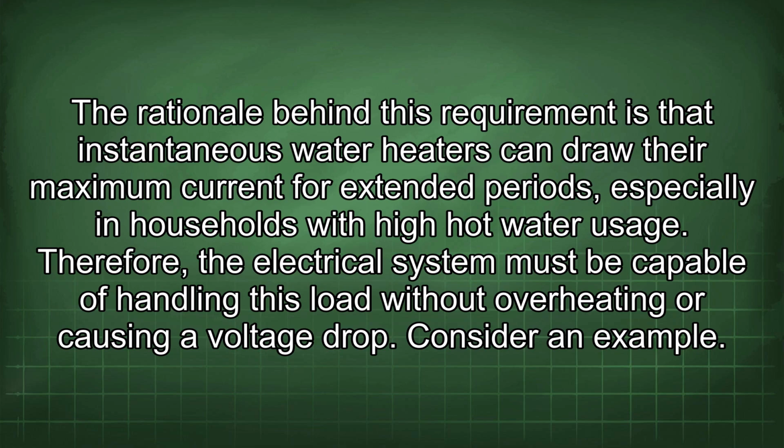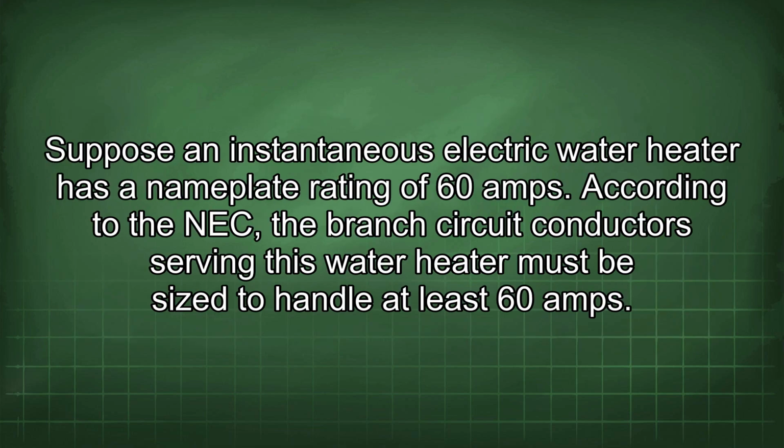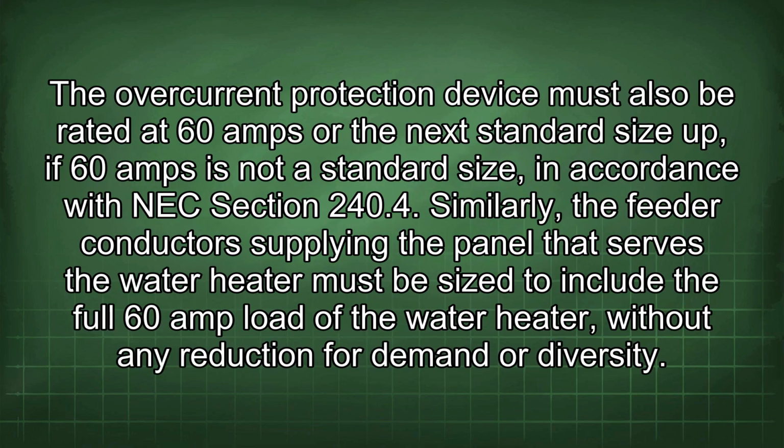Consider an example. Suppose an instantaneous electric water heater has a nameplate rating of 60 amps. According to the NEC, the branch circuit conductor serving this water heater must be sized to handle at least 60 amps. The overcurrent protection device must also be rated at 60 amps or the next standard size up, if 60 amps is not a standard size, in accordance with NEC section 240.4.